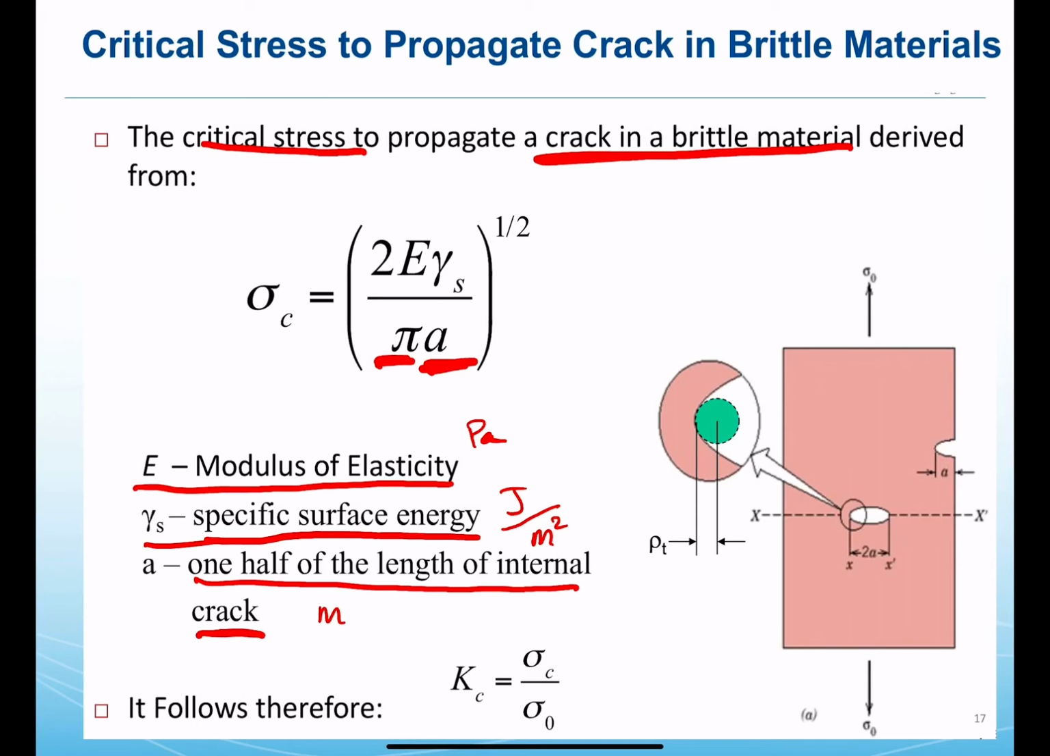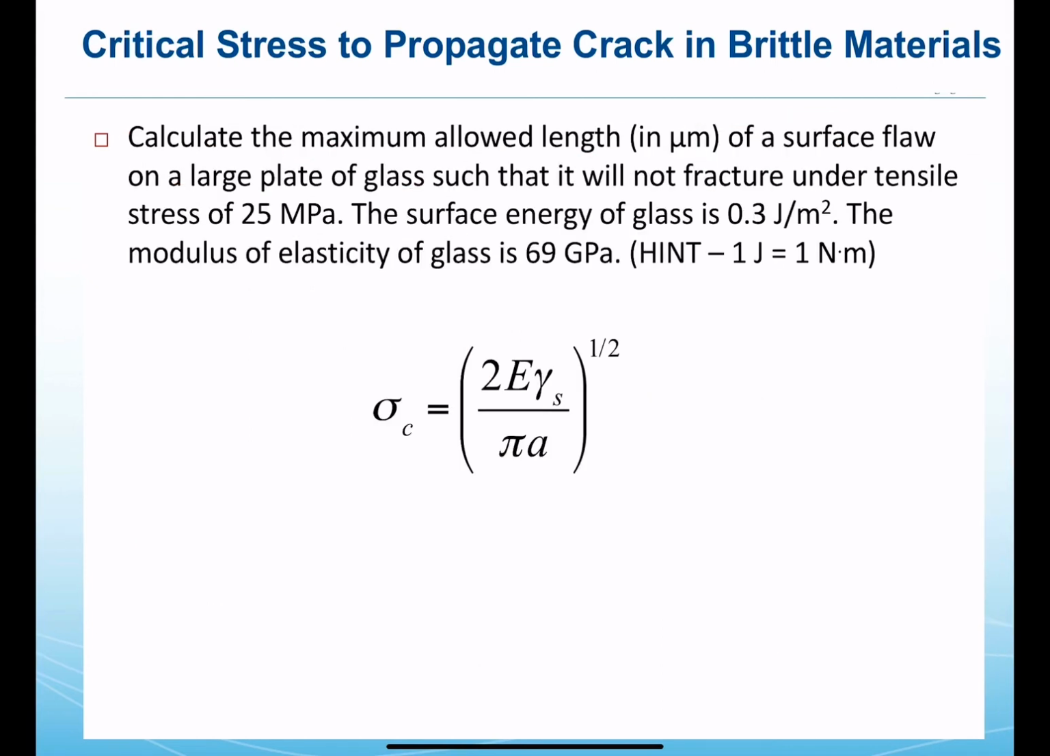We again use an ellipsoidal model to represent a feature on the surface of a brittle material, and now the critical stress to propagate a crack is given by this equation. Okay, very good. So let's take a look at an example here in brittle materials. Let's look at this question. It says, calculate the maximum allowed length in micrometers of a surface flaw on a large plate of glass. Okay, so this is our hint. Glass is a ceramic material, so I'm allowed to use my brittle materials equation.